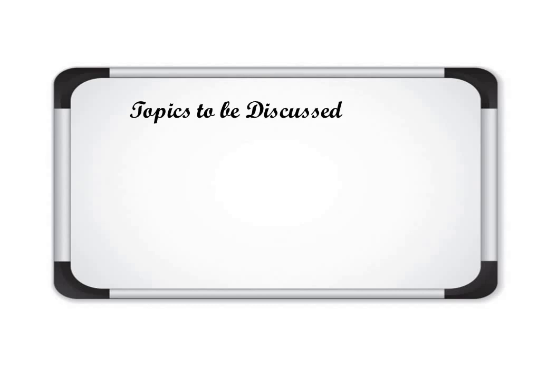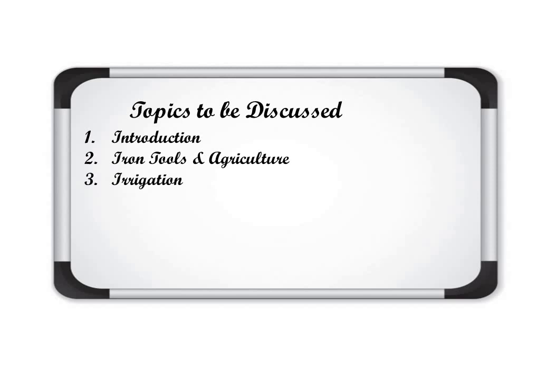The topics to be discussed in today's lecture are: introduction of the chapter; iron tools and agriculture, how the farmers started using different tools in agriculture so that they could increase the production of the crops; irrigation, after that they also started using different means of irrigation so that they could again increase the production of the crops; number 4, people in villages.